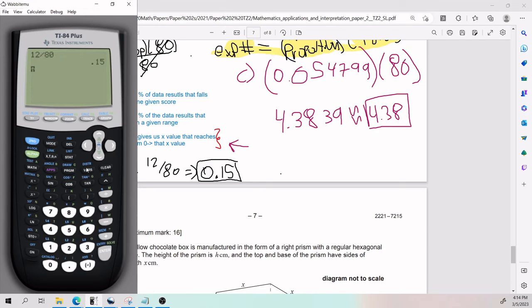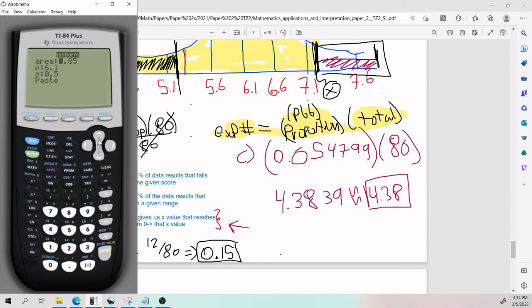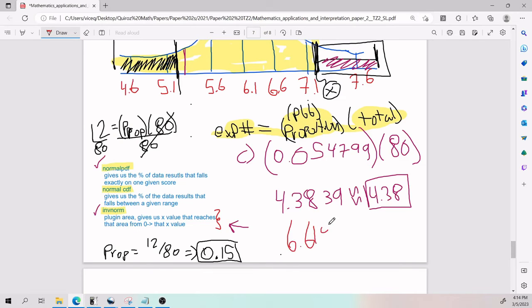See, so I go to second vars dist. Inverse normal is asking for an area. So if I plug in the area, I should be able to get the x value that from then forward is what I need. See? So if I go ahead and plug in 0.85, mean of 6.1, standard deviation of 0.5, it gives me the x value of 6.618.